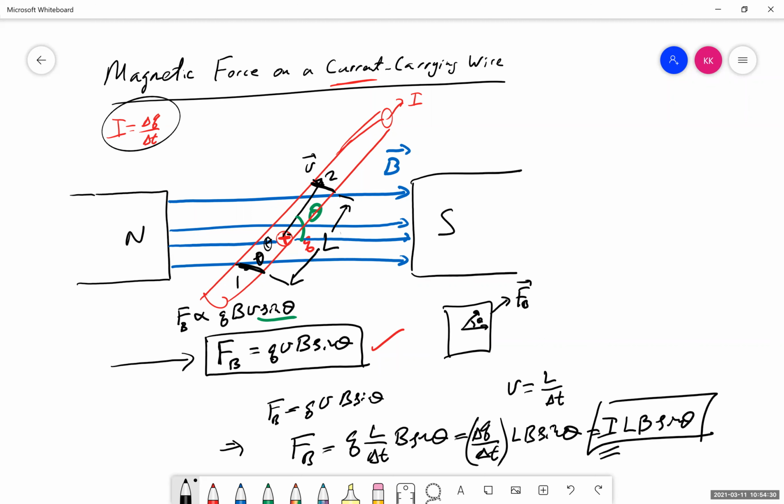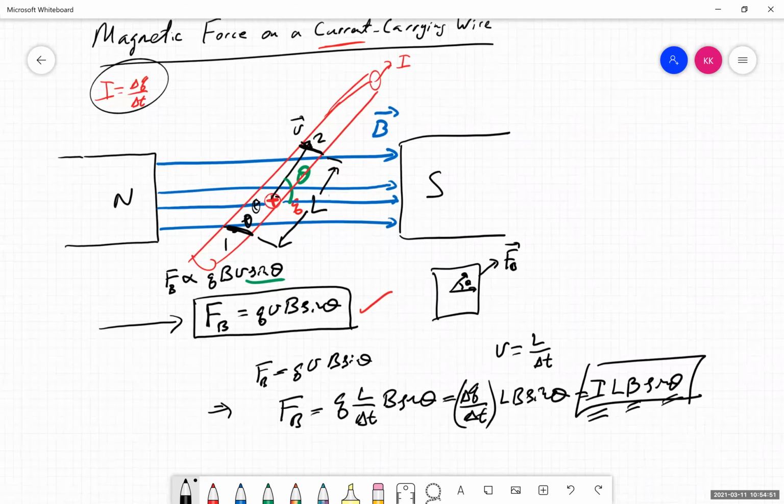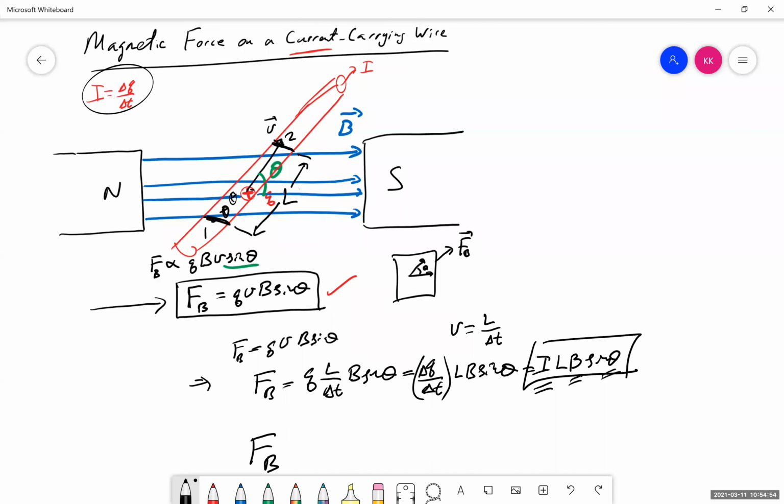You can see, if there is no current, there is no magnetic force. Also, the orientation of the wire matters. If the wire is in the same direction as, let's say, the magnetic field, again, there will be no magnetic force. That means what we have here is our equation: F of B is equal to current in amps, length in meters, magnetic field in Tesla, and then sine of theta. And that's the equation that we're going to be using for today's lab.